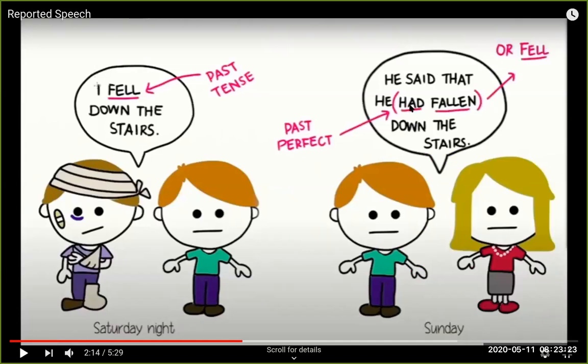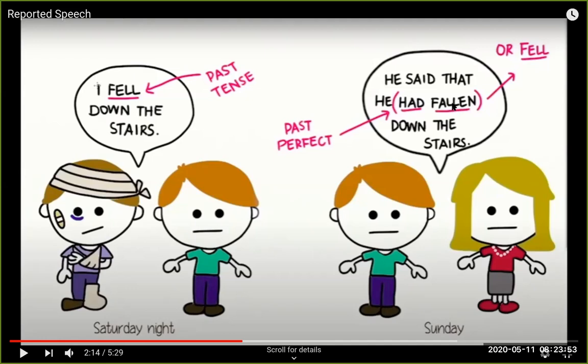So again, notice the verb tense here. I fell down the stairs. So this is what the person says at that moment, indicating the past. Then you could say he said that he had fallen. Remember, the past perfect is to indicate typically when two things are happening in the past. In this case, two things happened in the past. One was, well, he fell down the stairs. And the second thing that happened in the past was he said it.